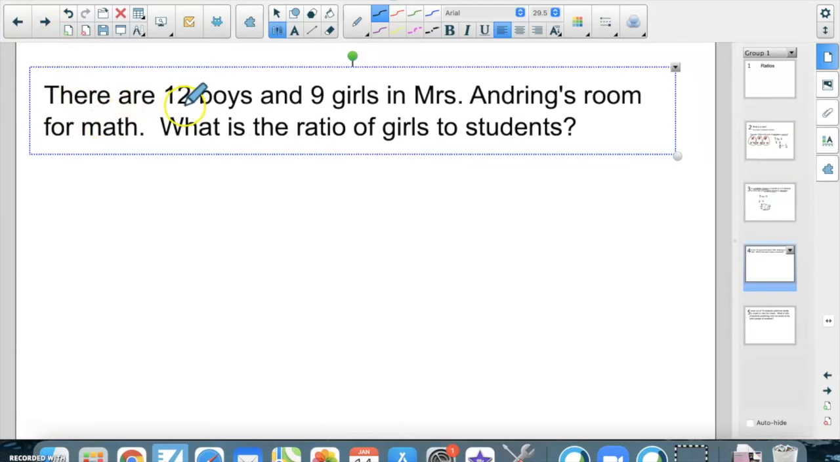So there are 12 boys and 9 girls in Mrs. Angering's room for math. What is the ratio of girls to students? I want you to write this as a ratio. Write it 3 ways. Don't worry about simplifying or anything. Okay. So push pause, and when you have it, we'll push play and we'll check.